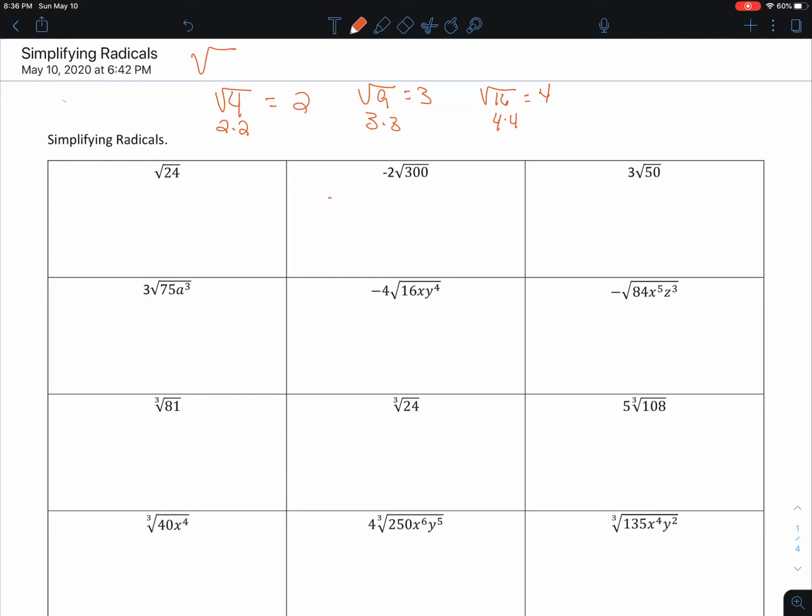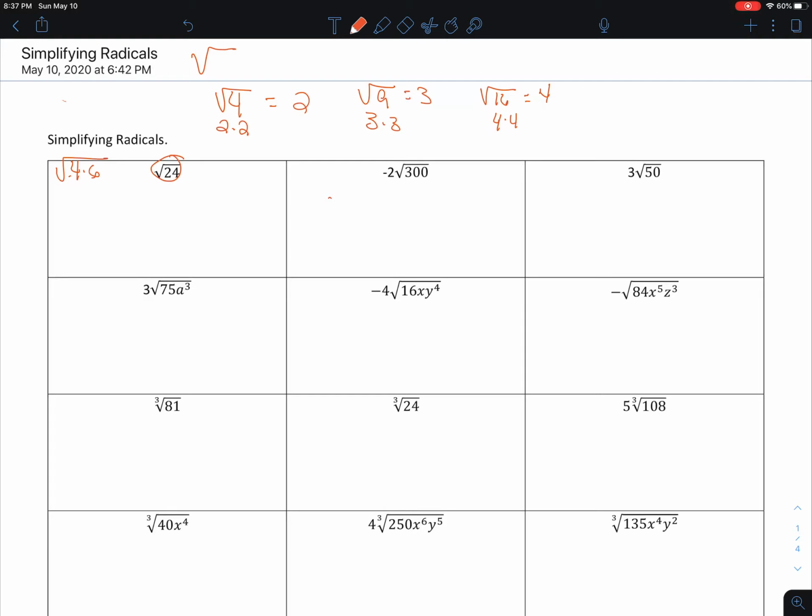So when we have a radical like the square root of 24, there is no number that we can multiply by itself and get 24. However, there's a mathematical rule that states a radical is simplified if it doesn't have a perfect square as a factor. So if we think about 24, 24 is 4 times 6. So 4 is a perfect square. Therefore, the square root of 24 is not simplified because it has a factor 4 that's in the radicand.